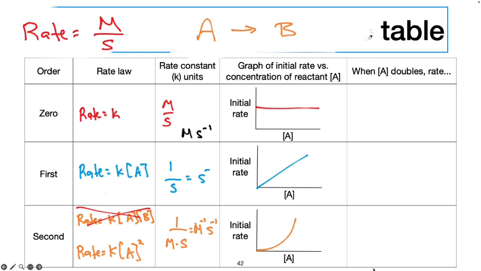Okay. When A doubles, what happens to the rate for the top one? What happens to the rate for zero order? Concentration doubles, the rate stays the same. Next one. When concentration doubles, the rate doubles.